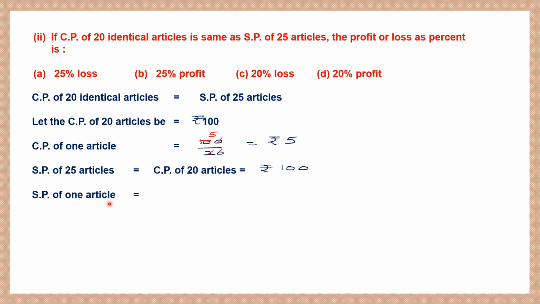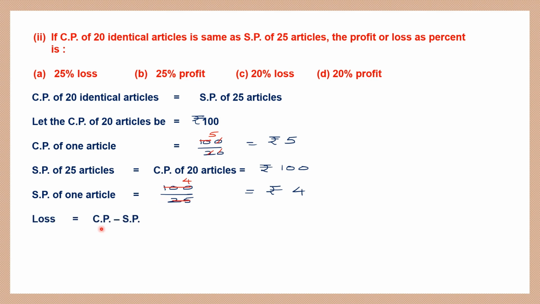So to find the selling price of one article, we say 100 divided by 25. 25 into 4 is 100. So here we have found the selling price of one article, and that is 4 rupees. So we know the cost price is more than the selling price. That means there has been a loss.